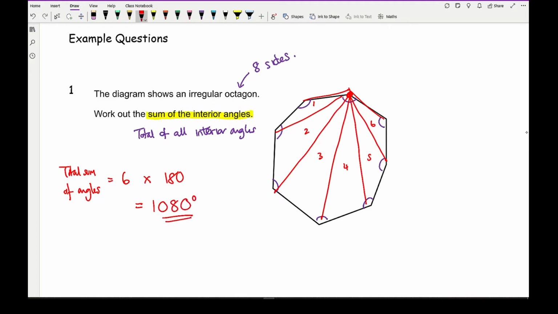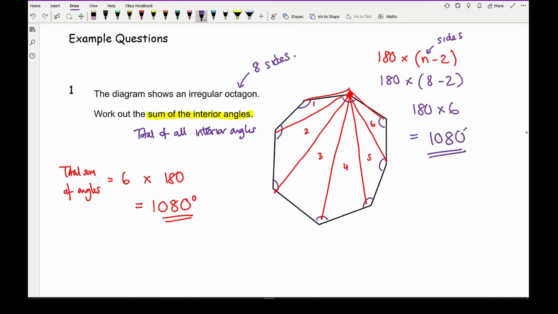1080 degrees. Another way of doing it, if you remember the formula, which is 180 times n minus 2, n being the number of sides. So if I work using the formula, I do 180 times... no, not 6, that's the answer. Let's get rid of that. And it's going to be 8 because n is the number of sides, and an octagon has got 8 sides, so it's going to be 8 take away 2, so that's going to be 180 times 6, which gives me the same answer of 1080 degrees.